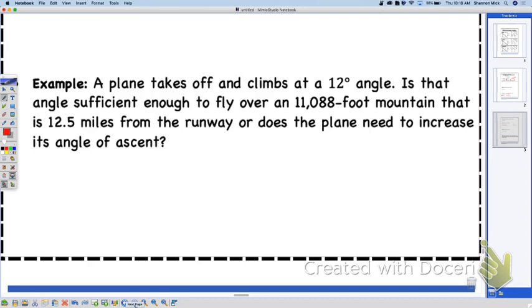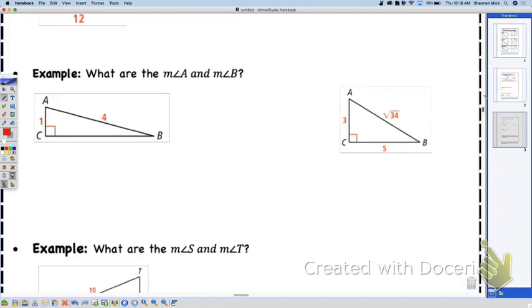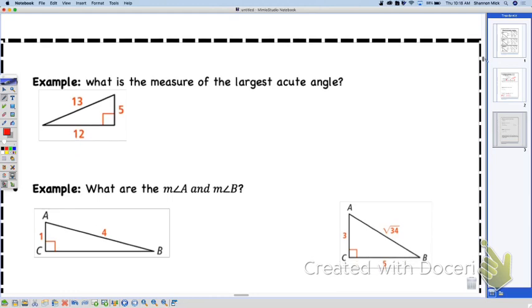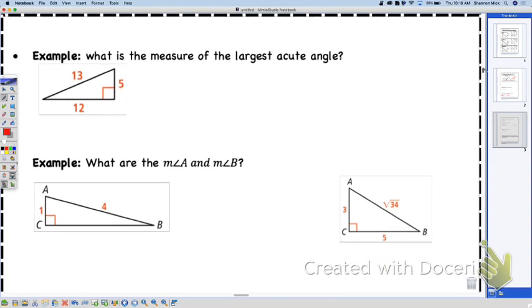Okay, so today we are not just going to find sides, we're also going to find angles. So we want the measure of the largest acute angle. Well, it has to say acute angle because the largest angle is 90 degrees, correct? And we know it's 90. That was easy. So I need the largest acute angle.